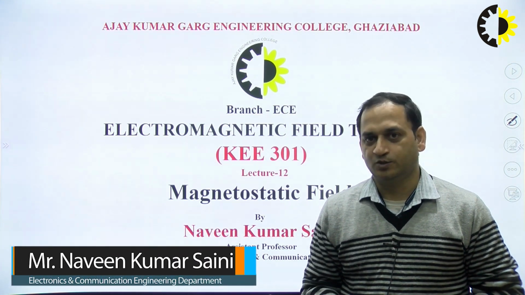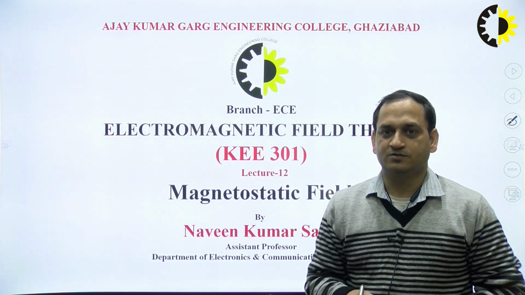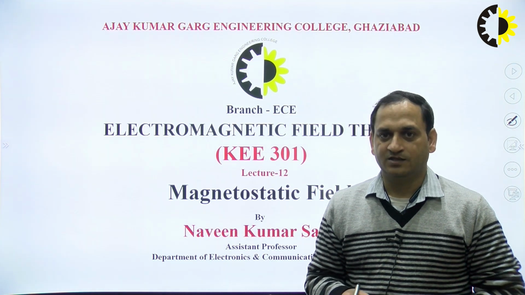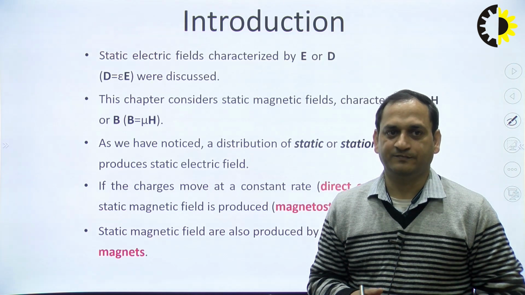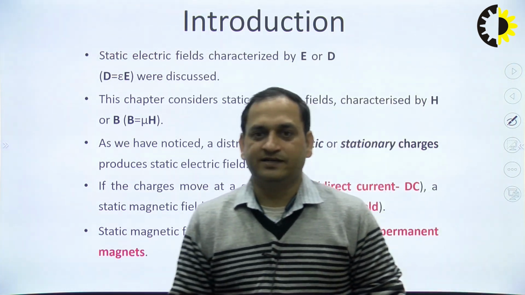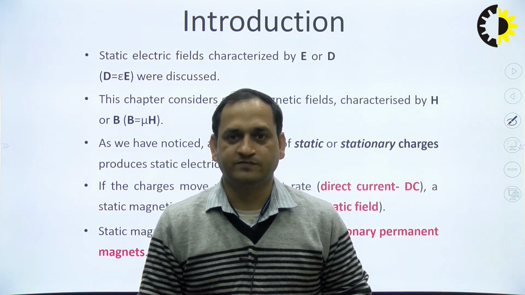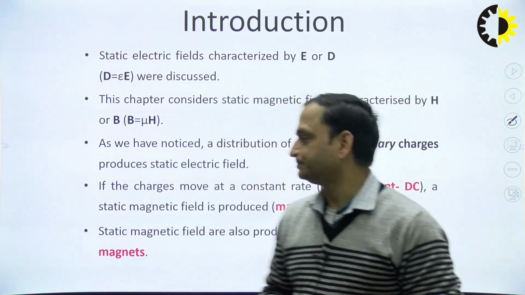A few important topics we covered in Unit 2, which was totally based on the electrostatic field. Now we come to the next topic, the magnetostatic field. There is an analogy between the electrostatic and the magnetostatic field. We will discuss some of this analogy here so that things will be easy to understand in future as well.